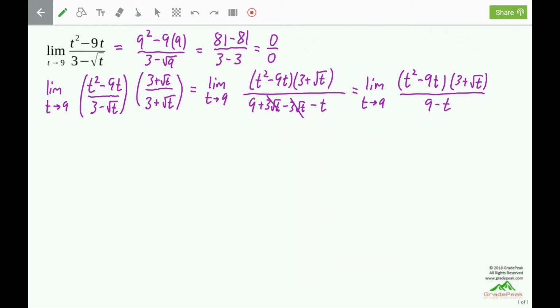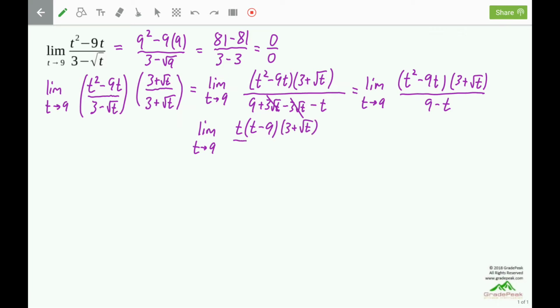We're going to need to factor this. We're going to factor a t out of there. And I believe that'll give us a t minus 9. So we're going to need to factor a negative out of this one down here so that they match each other. If you don't factor a negative out of the denominator, they won't be matching quite. So let's factor a t out of the t squared minus 9t. That will leave us a t minus 9.